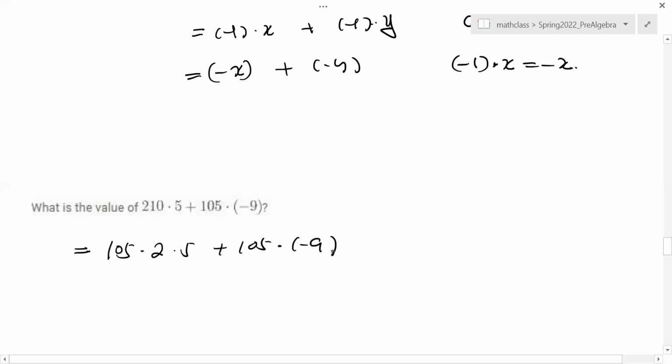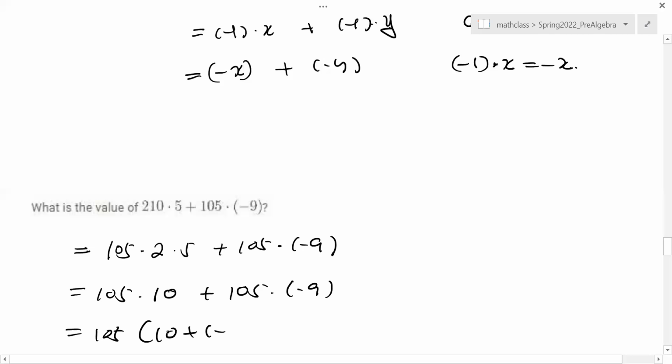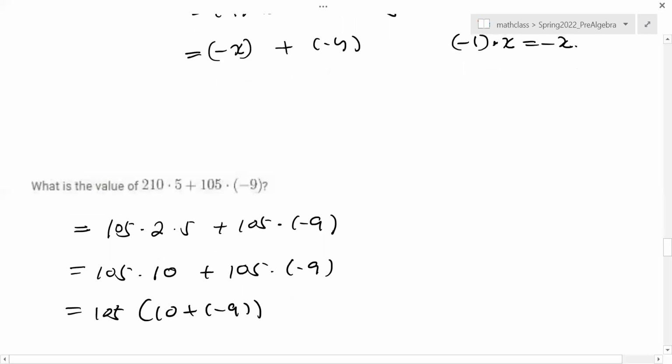Okay, the reason I want to do that is because I can get a common factor. So it's 105 times 10 plus 105 times -9. Now you have a common factor. It's 10 plus -9. 10 plus -9 is 10 minus 9, which is going to be 1. And the y is 1.